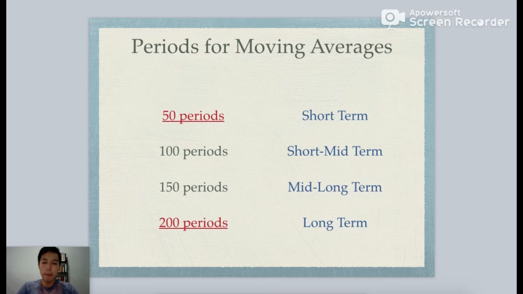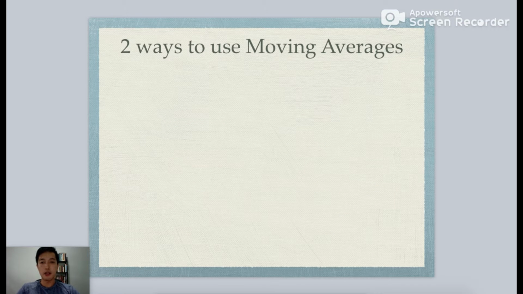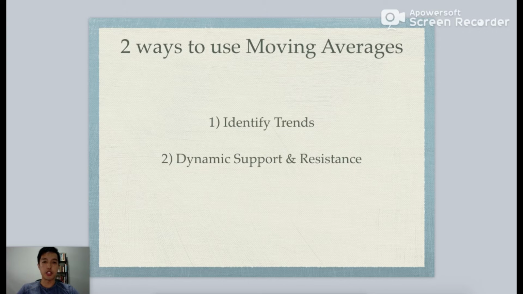Alright, the two most common indicators used worldwide are the 50-day moving average and the 200-day moving average. Most investors, and even normal day traders, use the 50 days and 200 days as a guideline. So what are the two ways you can use moving averages? The first one, definitely, you can use it to identify a trend. And the second is to use it as a dynamic support and resistance.